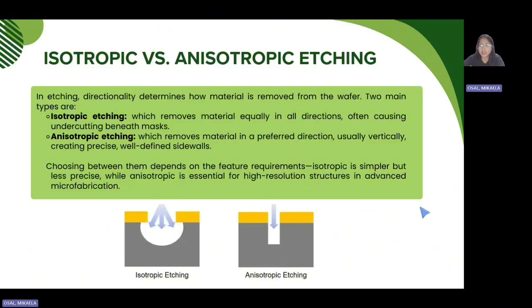Second is anisotropic etching. In contrast, anisotropic etching removes material in a preferred direction, typically vertically. This results in precise, well-defined sidewalls, making it ideal for creating high-resolution features. So the choice between isotropic and anisotropic etching depends on the specific requirements of the structure. Isotropic etching is easier but less accurate, while anisotropic etching is crucial for high-precision, advanced microfabrication applications.